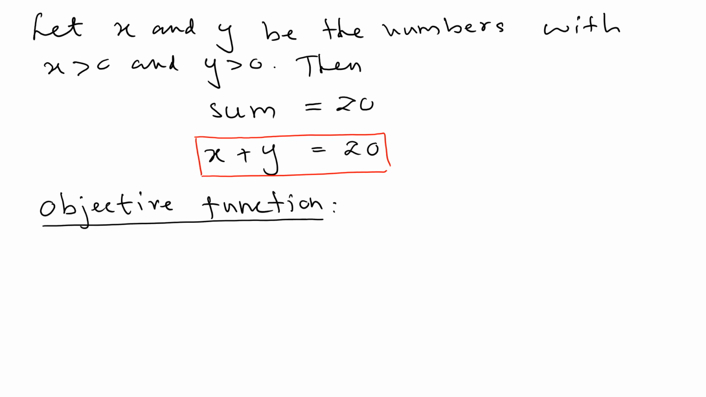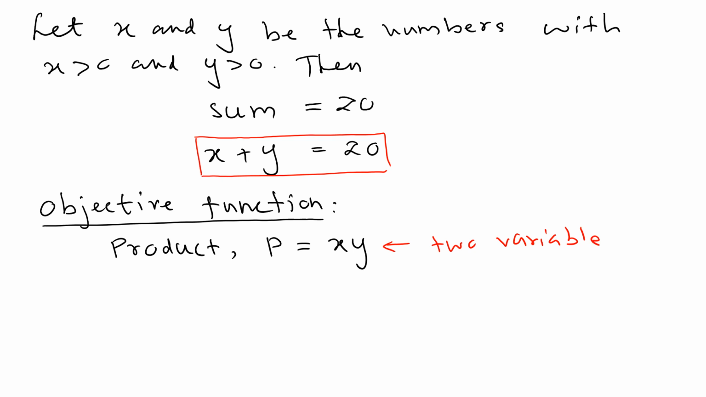The objective function in this case is the product. We can write the product, let's call it P. P would be x times y, because you're going to multiply two numbers. And you notice that this is a two variable function. When you have two variables, you really don't know how to find the maximum or minimum value for a function like that in calculus 1. Those are calculus 2 topics.